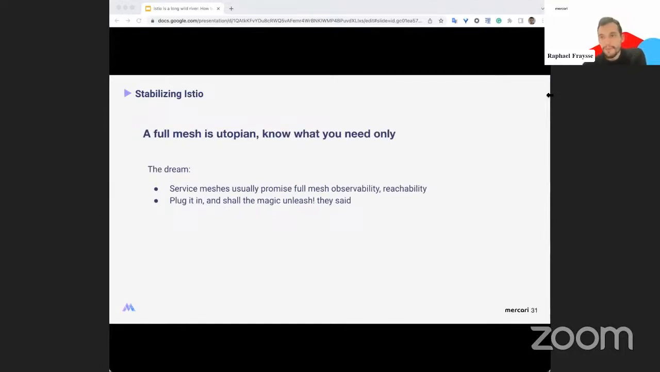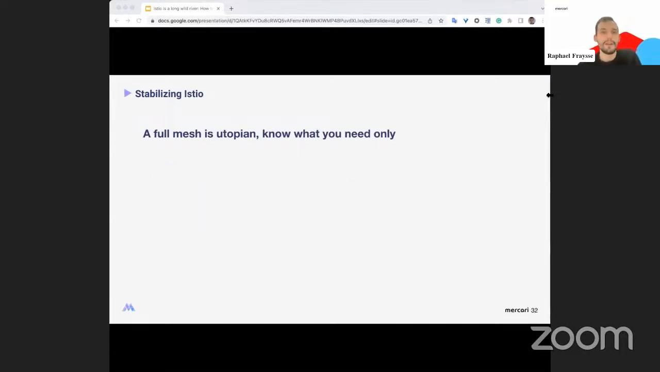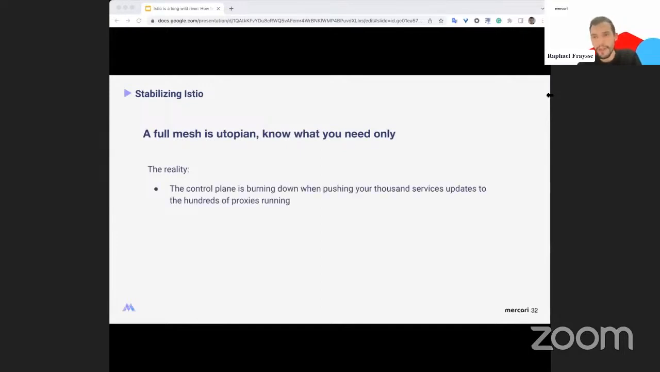Then the other big issue that we have with the stability of Istio is that the service mesh itself, as a pattern, means that all your workloads are in one mesh. But the reality is that it's very hard to have everything under the same mesh. The reason is basically that the control plane has a lot of issues when you have lots of services to update for hundreds or thousands of proxies. There is a lot of communication cost between the control plane and the data plane.